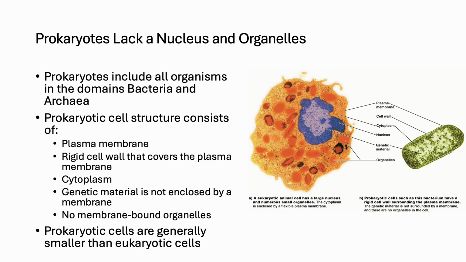Prokaryotes are generally smaller than eukaryotes, but this simplicity gives them advantages. They reproduce quickly, adapt rapidly to environmental changes, and colonize every habitat on Earth, from beneficial gut bacteria that aid in digestion to harmful pathogens that cause disease. Prokaryotes play essential roles in ecosystems and human health, demonstrating that complexity is not the only path to success in biology.